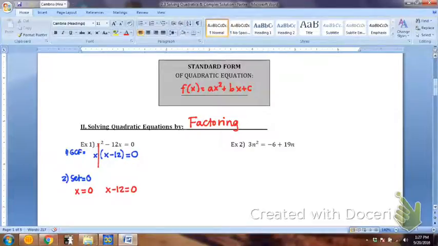I can't really do anything with x equals 0, right? It's just x equals 0. That's it. Okay? And what about x minus 12 equals 0? What should I do there? Add 12 to each side?